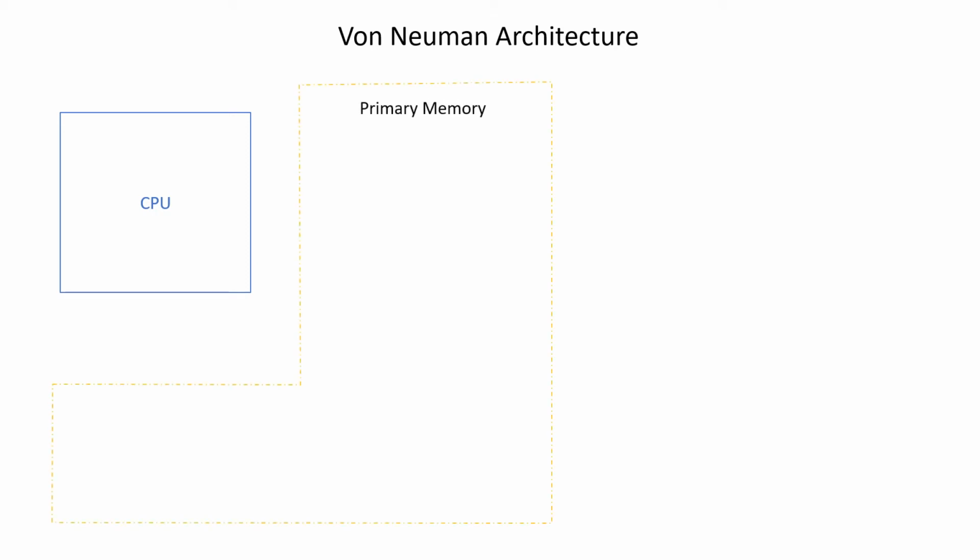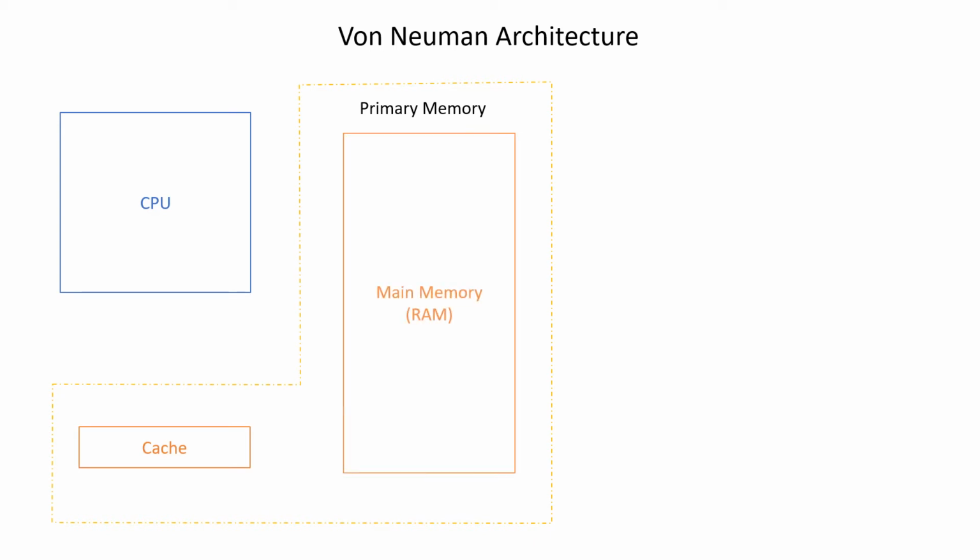Then all modern computers have what's called primary memory. This is where programs and data of the applications you're currently running and using are stored temporarily. And this normally is split into two parts. One is cache, which we'll look at in a future lesson. And what we're going to focus on today is main memory, which in modern computers is known as RAM.